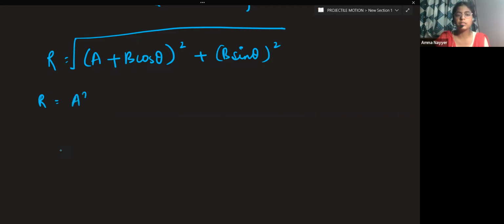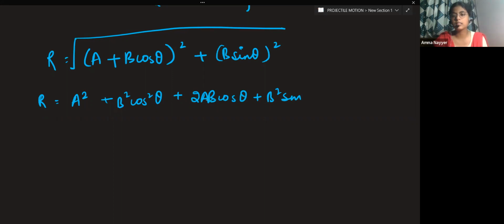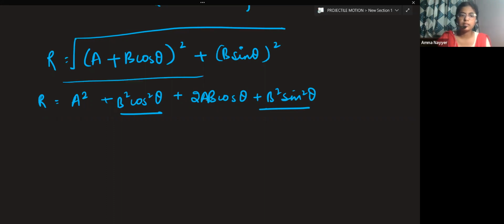So A square becomes A square. B square is B square cos square theta. This will also get square. This will also get square. Plus 2ab. So 2a, B is B cos theta. Plus this is B square sine square theta. Now from here, B cos square theta, B sine square theta. If you look at both of these, Aram, can you see anything common between these two? This and this term that I have underlined. Aram, anything common? Nothing?